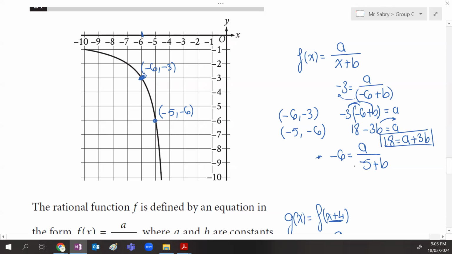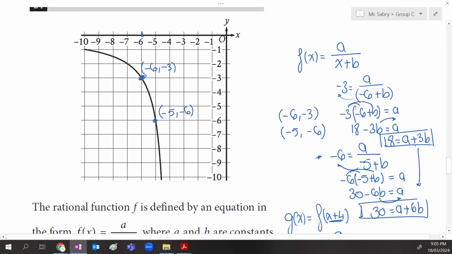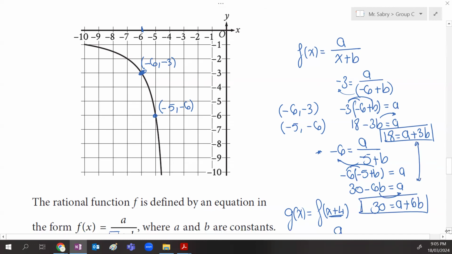The second one is the same thing. I'll move this to the other side. I'll have -6 times (-5 plus b) equals a. I'll distribute the -6, which gets me 30 minus 6b equals a. I'll move this to the other side: 30 is equal to a plus 6b, and here's the second equation. Use this and that together and go to the calculator.